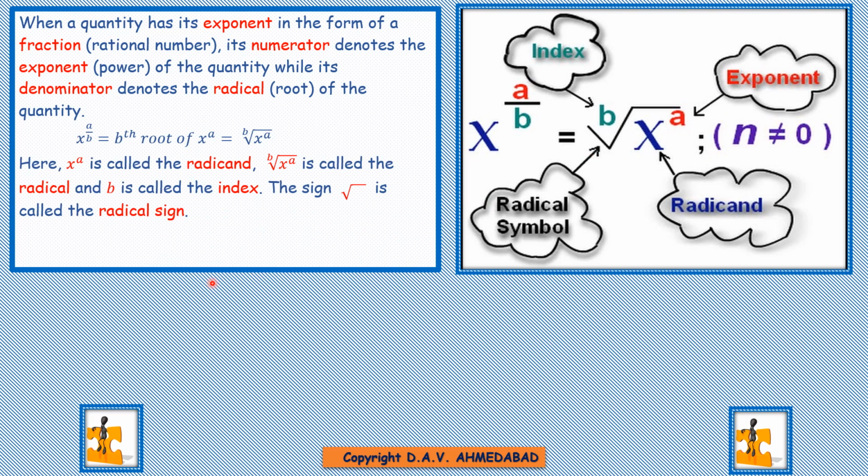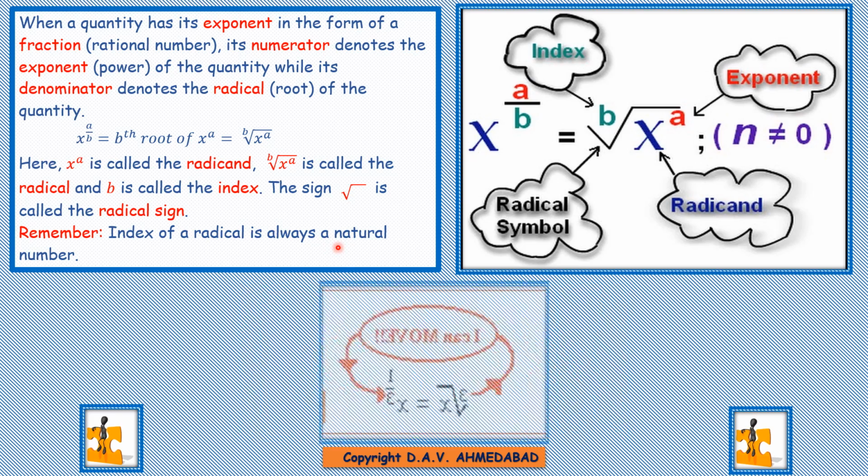So let us revise. If we have x raised to the power a by b, it equals bth root of x raised to the power a, which we will write like this. Here x raised to the power a is called the radicand. Bth root of x raised to the power a is called the radical form and b is called the index. This sign is called the radical sign. Remember children, the index of a radical is always a natural number, right?